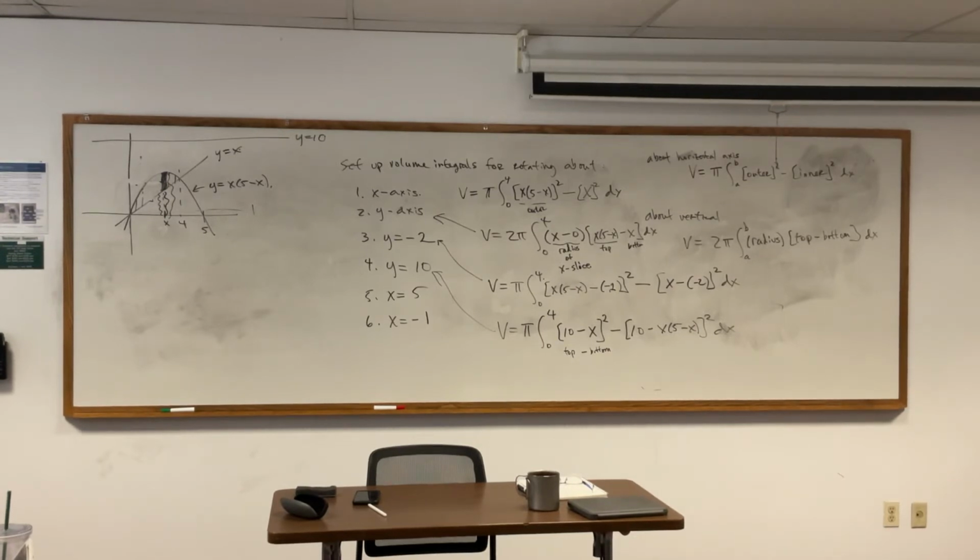Right minus left. So x minus negative 1, which is just x plus 1. So that should be x minus -1 there. Okay. And then the rest looks great. Cool.